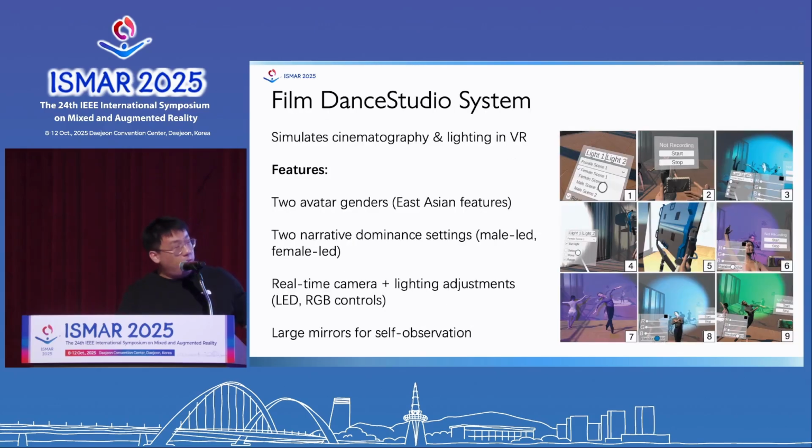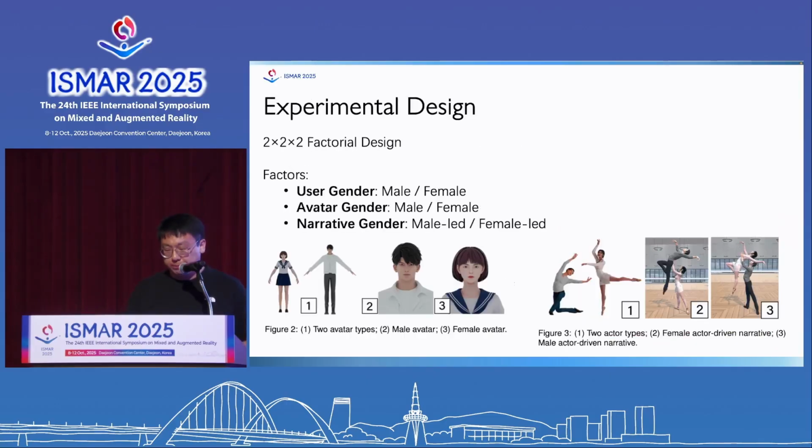So before that, we built the VR system called the Film Dance Studio. It simulates real film production: camera movement, lighting, and actor direction. Users can choose between the male or the female avatar and between the male lead or the female lead narrative. The studio includes LED lights, RGB color control, and large mirrors so users can see themselves. So it's like a small film set inside VR where every student becomes both director and cinematographer.